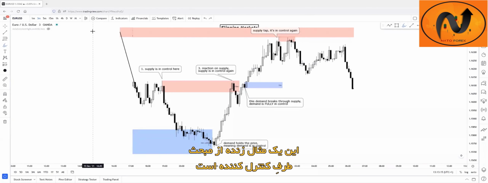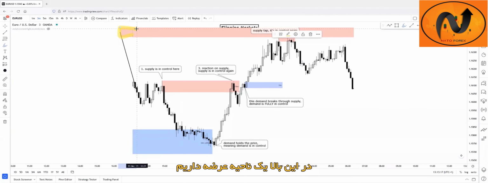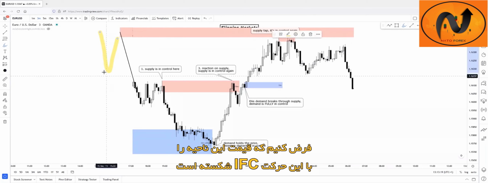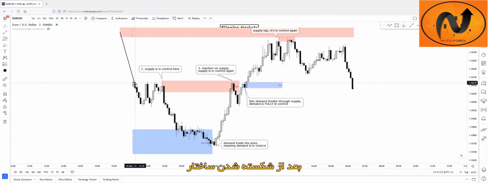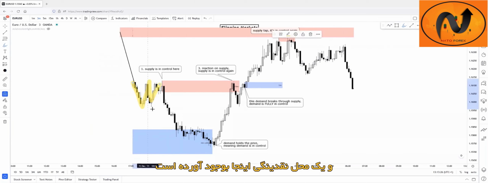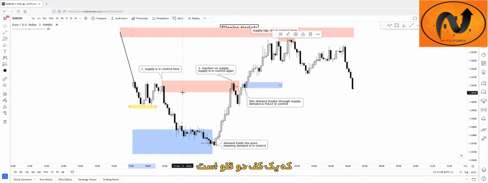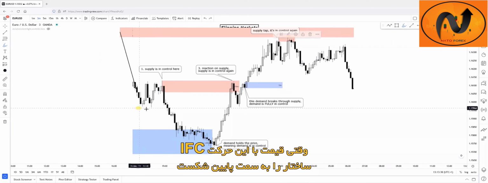Okay, let's see a live example for the who's in control topic. We have a supply zone up here because, let's say, it broke structure to the downside with this inefficient movement. After the structure breaking movement, price did a pullback and created liquidity here, which is double bottoms. After this, price broke structure to the downside with this inefficient push, as you can see.